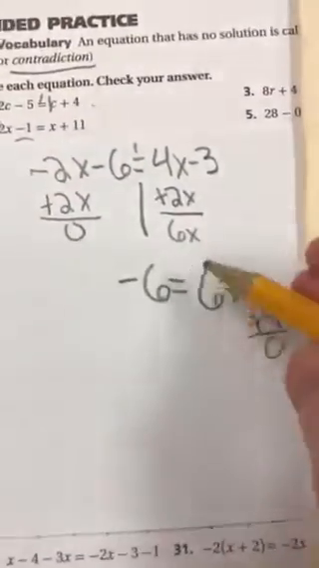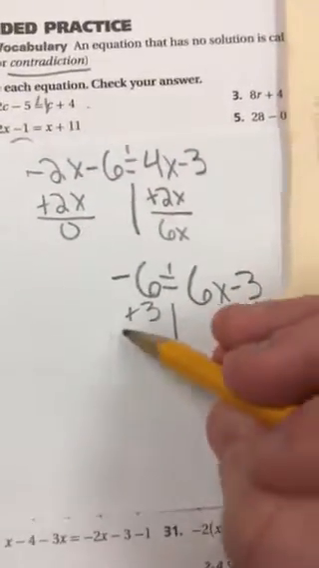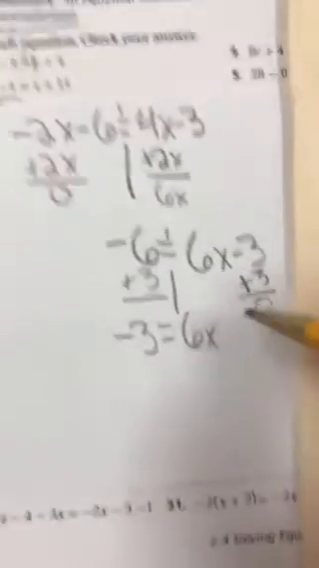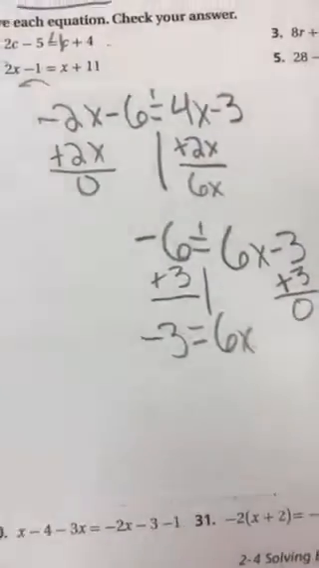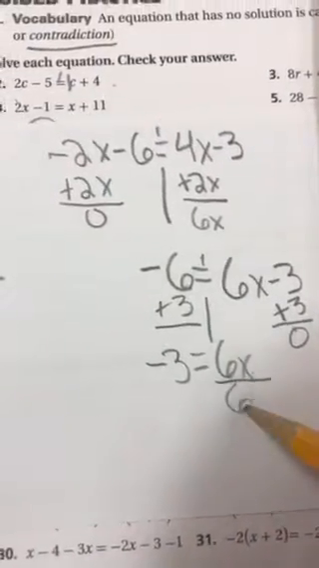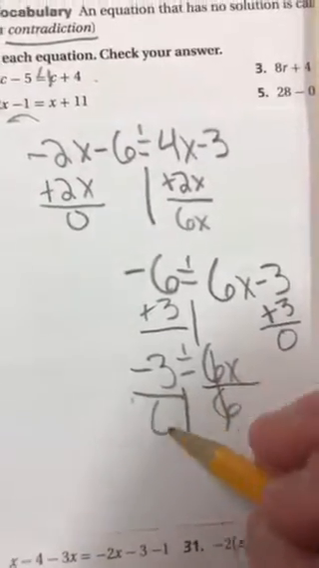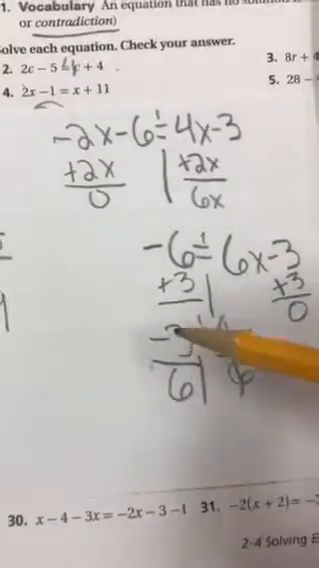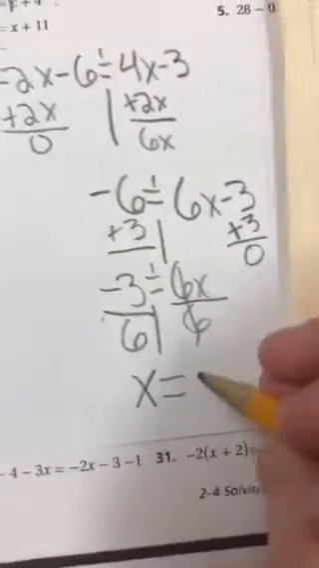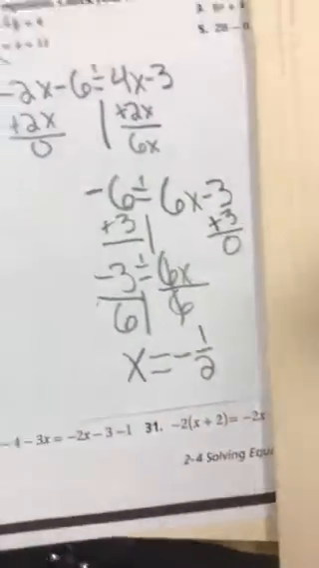Okay. Now we add 3 to the other side. That gives us negative 3 equals 6x. Obviously, 6x is a multiplication operation, so we do the opposite, which is division. Divide by 6. Now we have a fraction, but we can reduce that. So our final answer is x equals negative 1/2. And that's our answer. That's all we need to do.